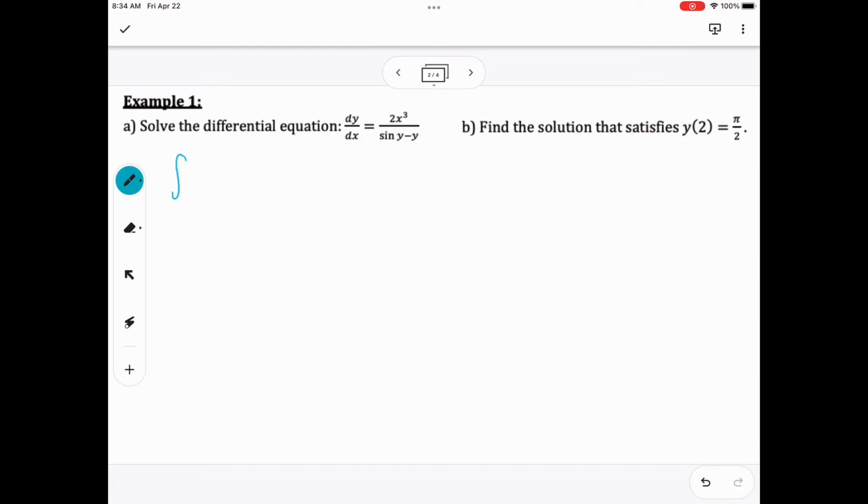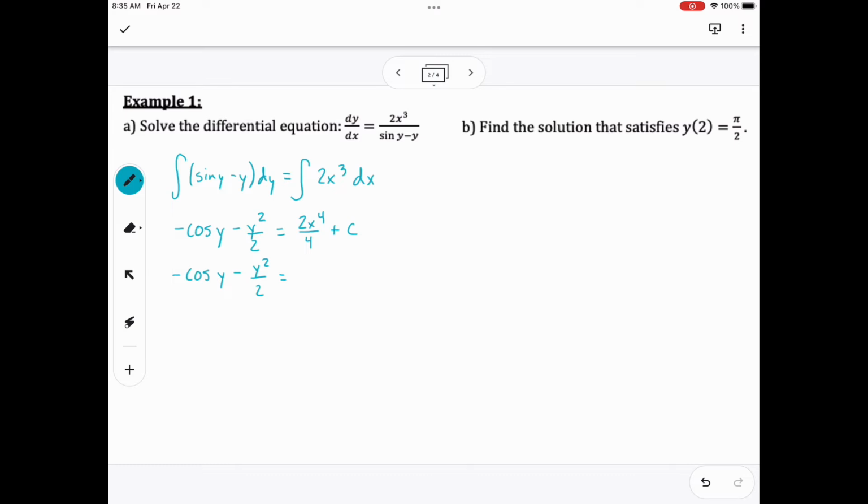For example 1, I want to solve the differential equation dy over dx equals 2x cubed divided by sine y minus y. This one's already set up where the y's are diagonal and the x's are diagonal, so I can just cross multiply and take the integral of both sides. The antiderivative of each gets me negative cosine of y minus y squared divided by 2, which equals 2x to the fourth divided by 4 plus c.